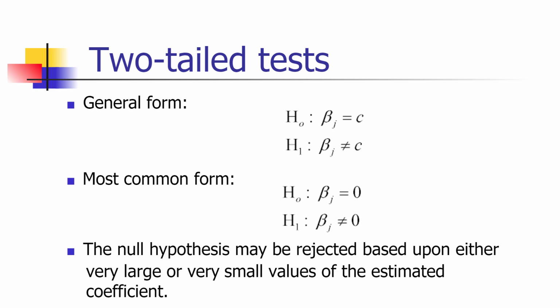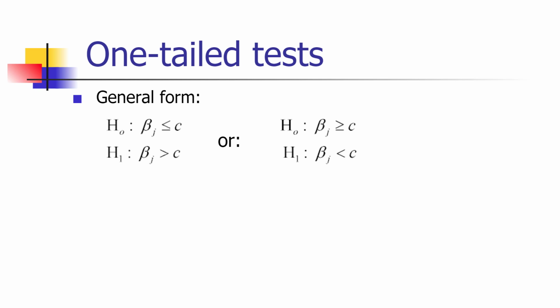The alternative to a two-tailed test is a one-tailed test, and there's two variants here. In the case on the left, we're saying for the null hypothesis that beta j is less than or equal to some constant C, versus the alternative that beta j is greater than C. At least one of them must be true, but no more than one can be true. The hypothesis tests on the right look very similar, except we're reversing the direction. So in the example on the right of the screen, we start by assuming the null hypothesis that beta j is greater than or equal to C, versus the alternative that it's less than C.